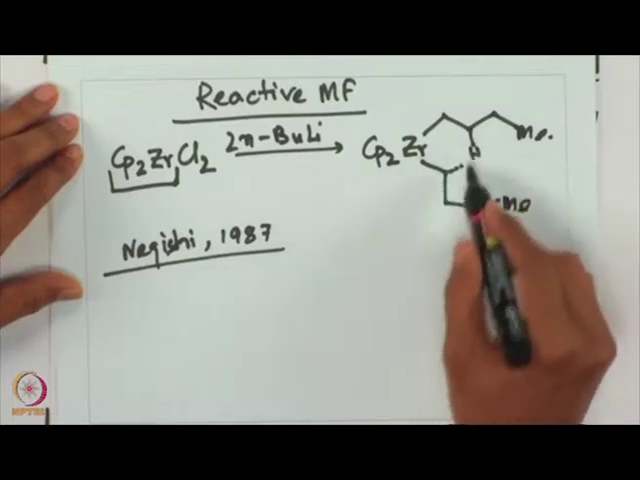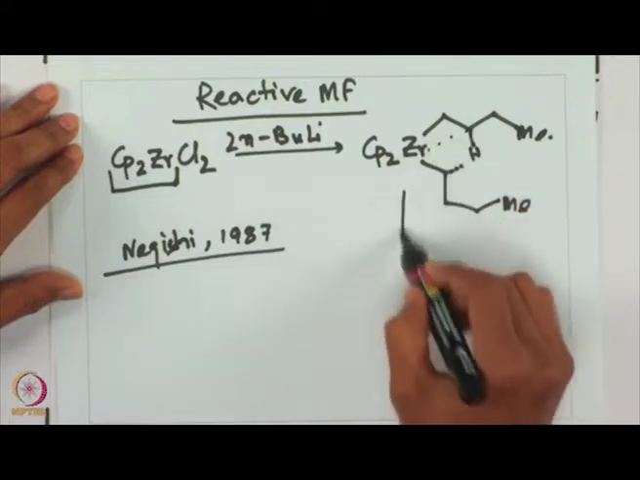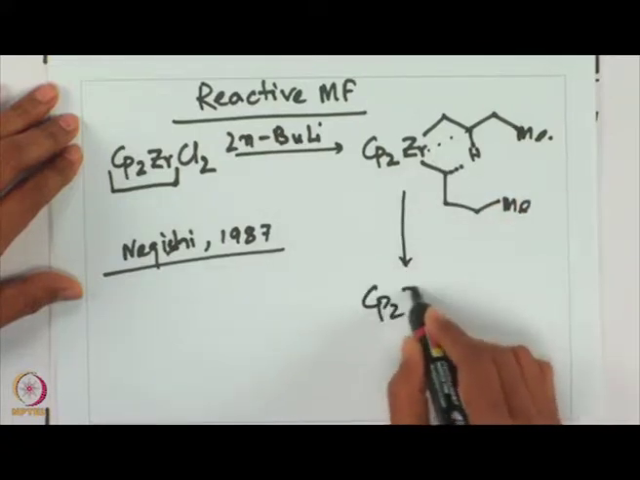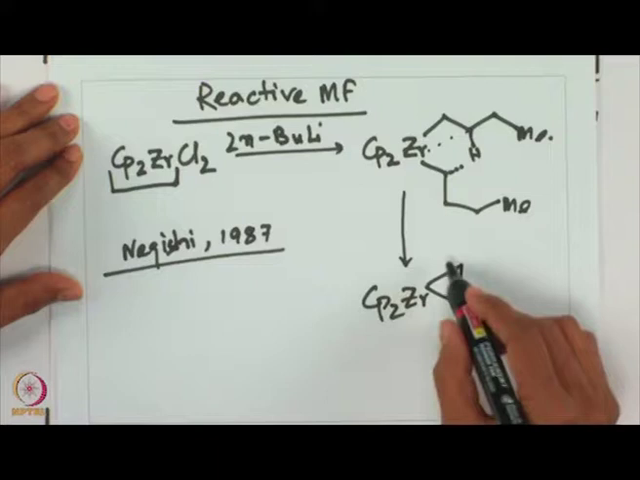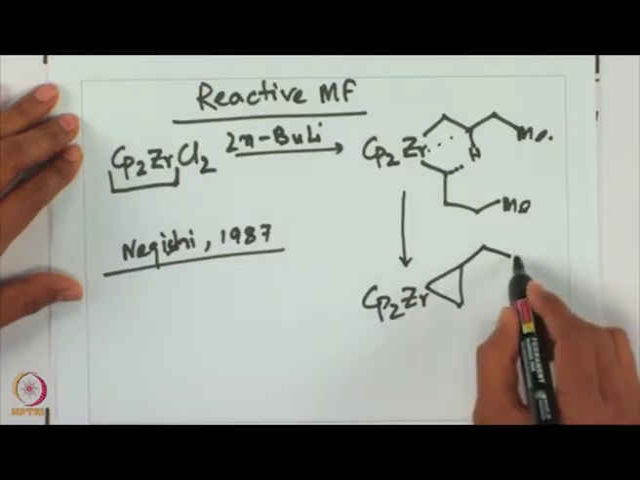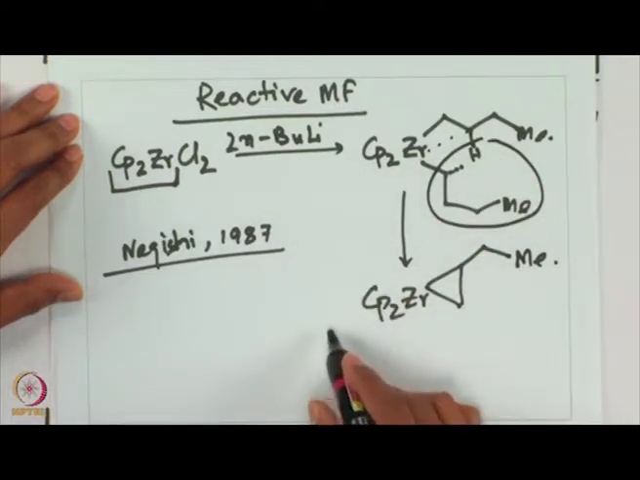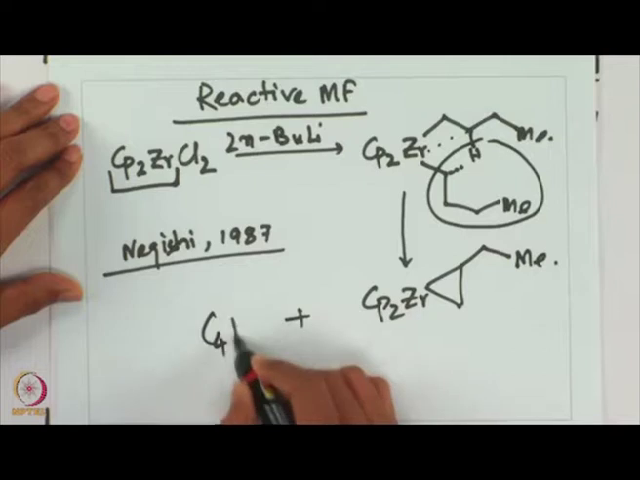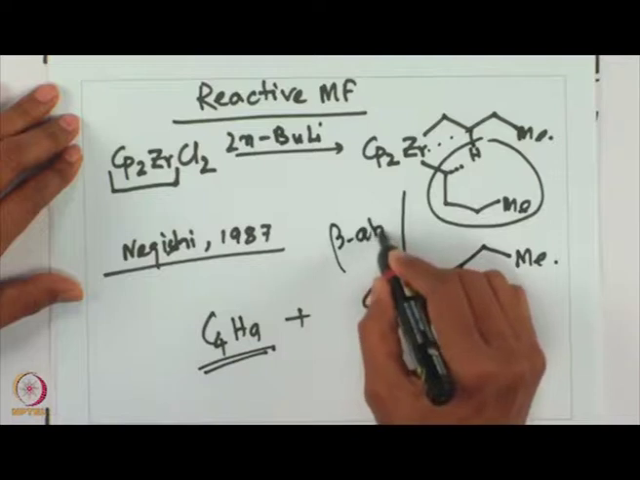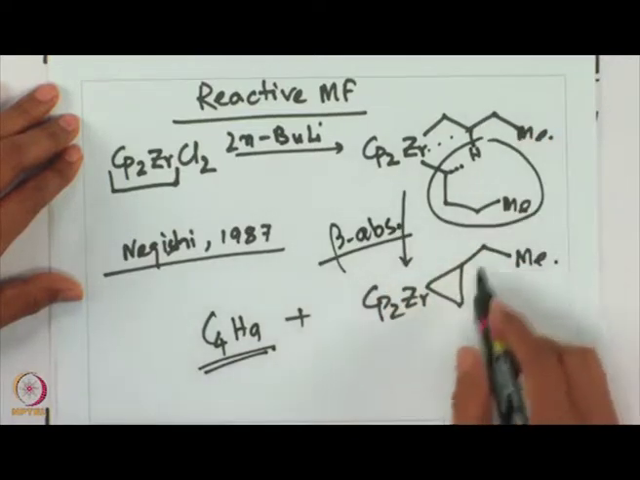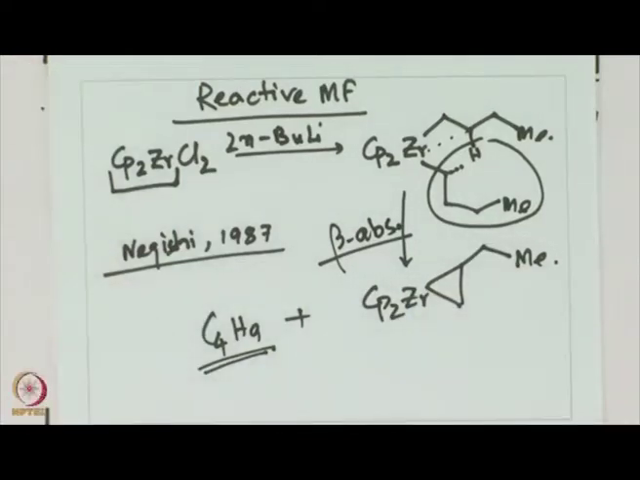From here on, a beta abstraction at this position will give rise to the intermediate formation that we will see as Cp2 zirconium and the cyclopropane intermediate, utilizing zirconium and your ethyl part over there. Overall, from this part you will get the C4H9 formation, which is the alkane formation from there. So, this is the beta abstraction intermediate that gives rise to this zirconium Cp2 and the cyclopropane intermediate.